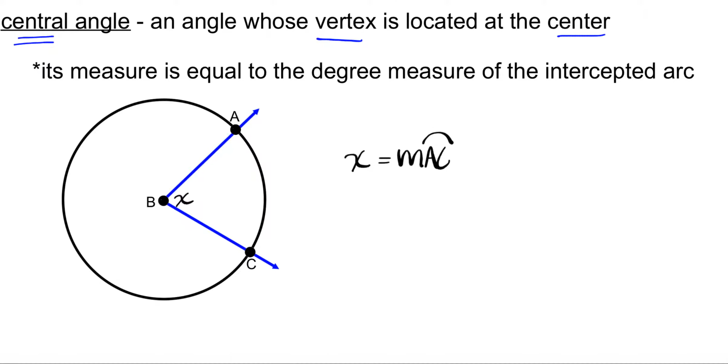AC. AC is the arc right here, and this is our symbol for arc right over those two letters. I could call it arc AC, or I can have arc CA. So central angle, vertex is at the center. That's what you're going to want to look for, is where's the vertex of the angle.